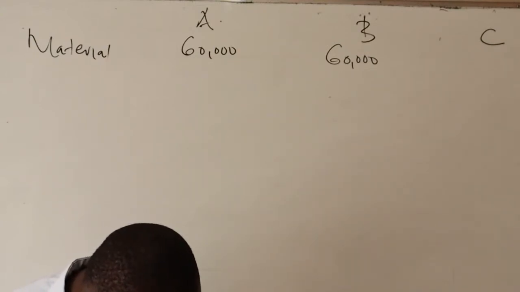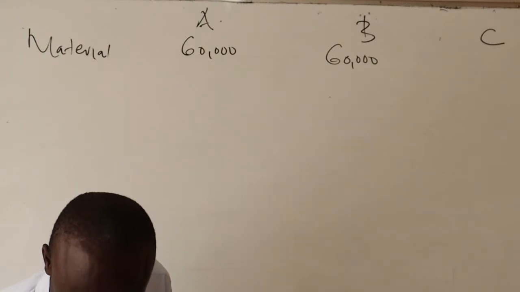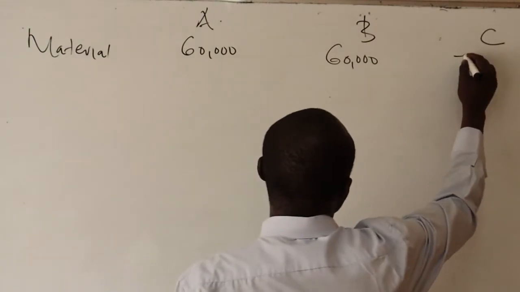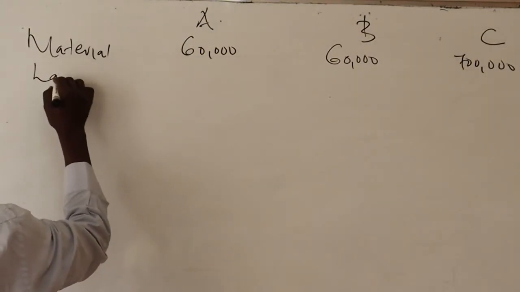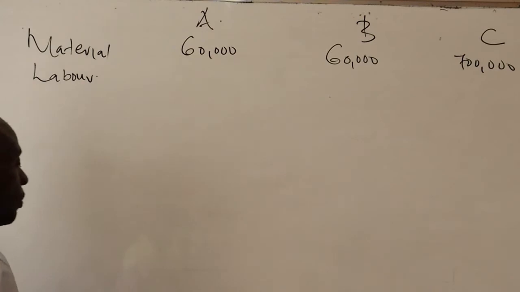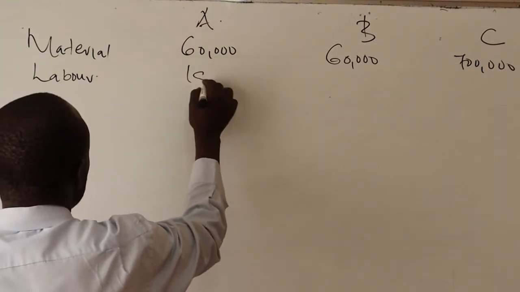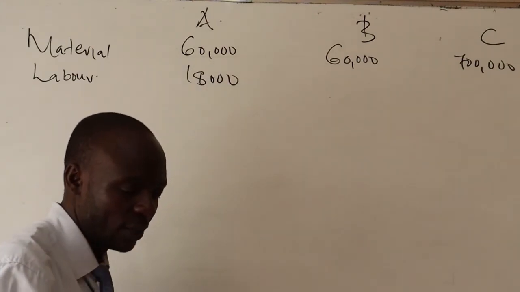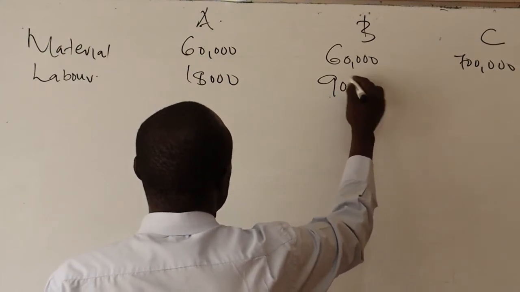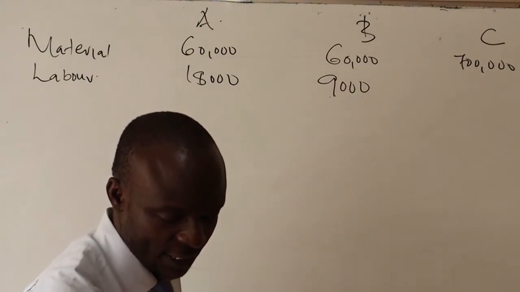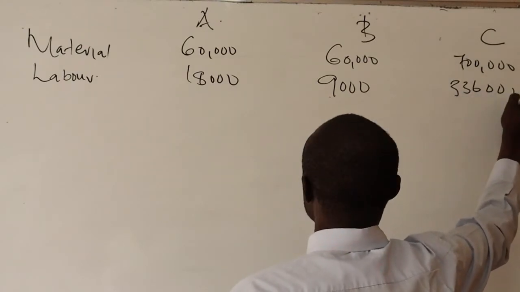14,000 multiplied by 50, which is 700,000. So we had already done this one for material cost. And then we have labor cost, which is also the same under the two methods. This was 18,000 here. This is 18,000, and this was 9,000. This was 9,000, and the other one was 336,000. So this one we had already done.